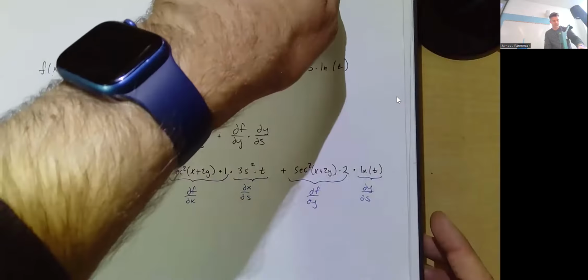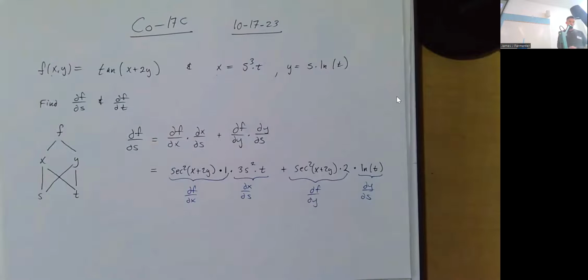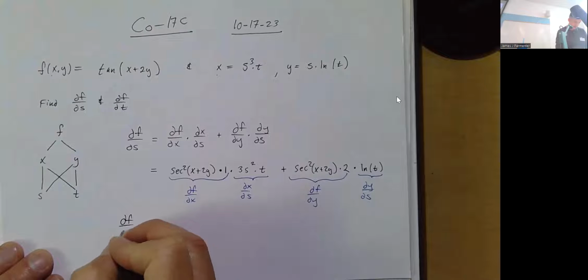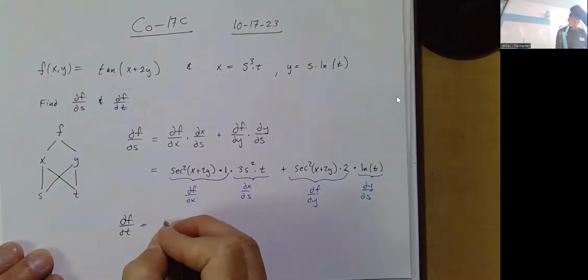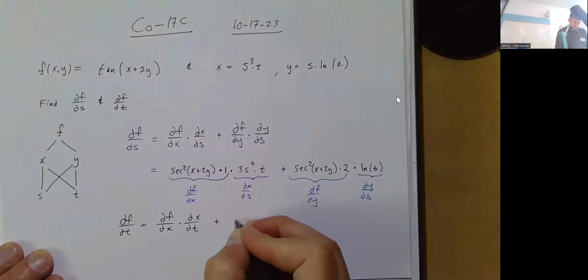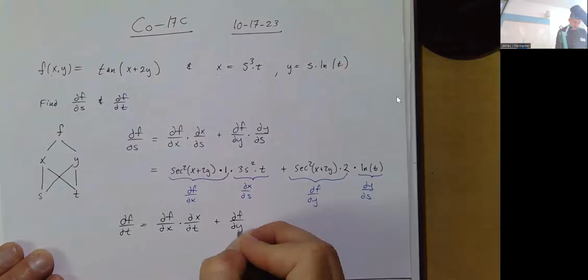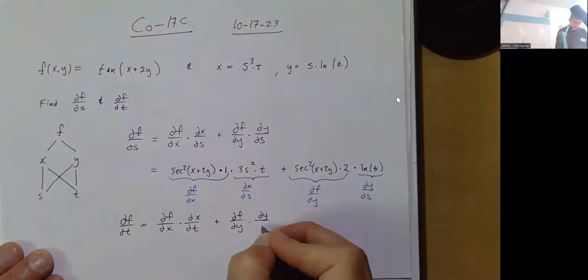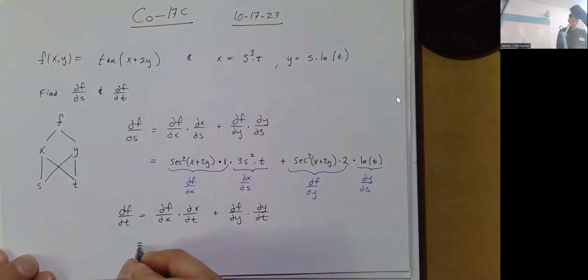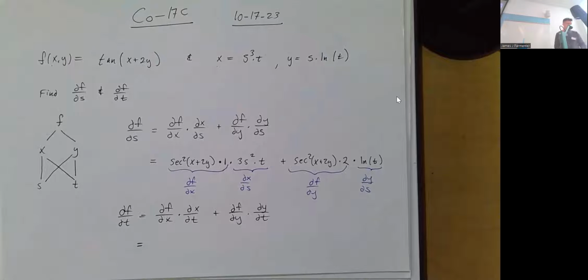Cool. Why don't you all try finding del f del t? Right, we'll write it out. Del f del t is going to be del f del x times del x del t plus del f del y times del y del t. So go ahead and find that. Part of it is already there for you. I'll give you a minute or so.